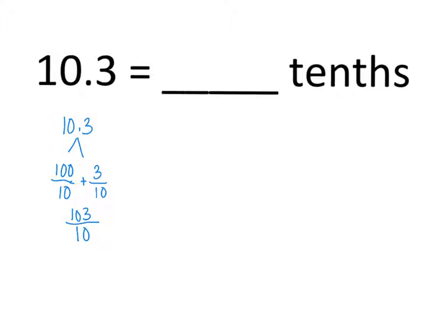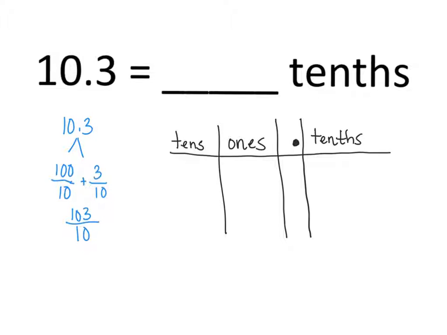So let's try a number chart. I just made the number chart, and if you notice, I'm not continuing on with the hundredths because it wants us just to stop at the tenths. I have the tens because I have a whole number of 10. And then we have no ones. We have a decimal point. That's where our decimal point is going to go. All right, so let's start filling this in.